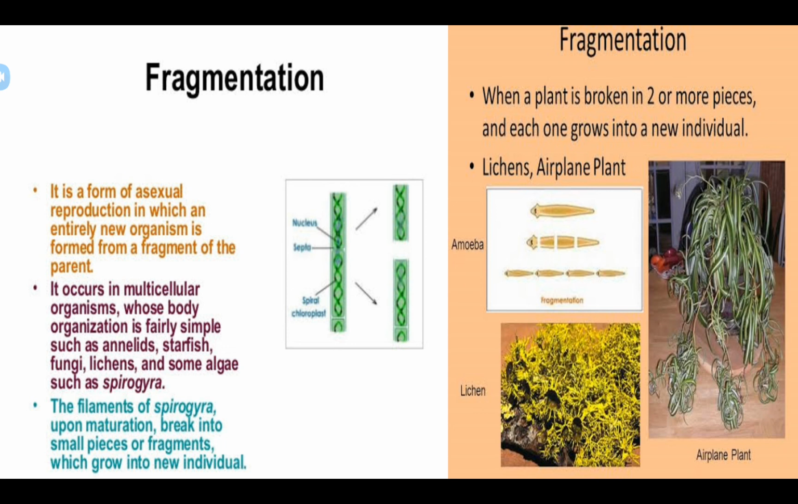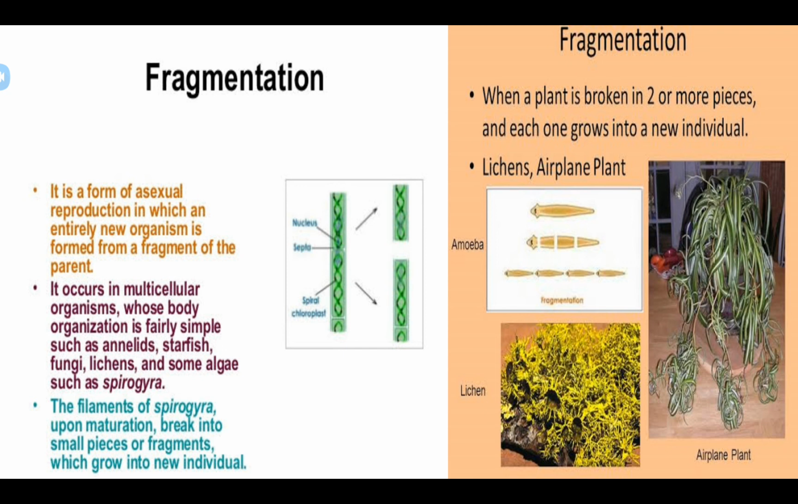rapidly by fragmentation. Once they multiply, they can break up into 2 or more fragments. These fragments or pieces grow into new individuals. This process continues, and they cover a large area in a short period of time. Not only that, we can see fragmentation in other organisms also, like starfish, lichens and fungi.